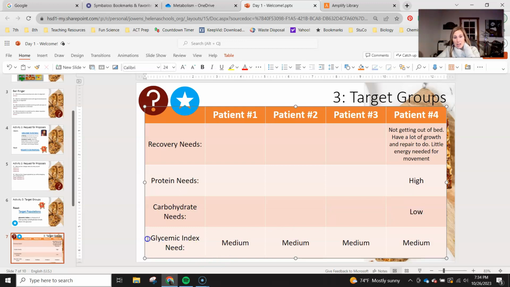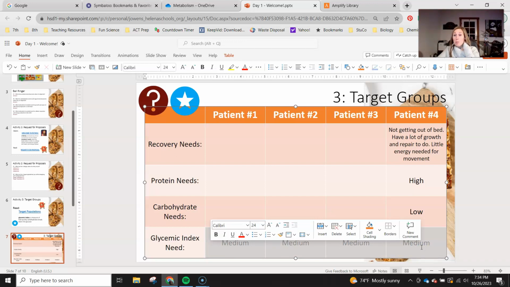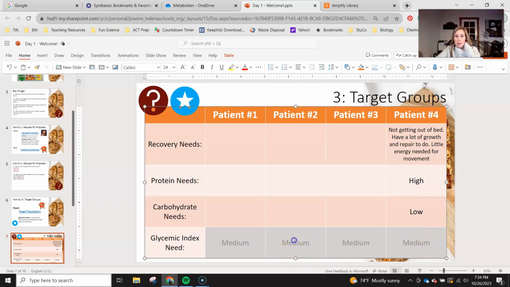Okay, glycemic index. This one's a little trickier. If you notice, we haven't really talked a ton about glycemic index. So if you notice, I've already done these for you. All of our patients kind of need some fast energy for immediate growth and repair, but they also need some long-term energy. So I marked their glycemic index as low. So when they eat foods, they want some that release sugar right away, but they want some that take a little bit longer to digest and get into the bloodstream, with slower digestion.